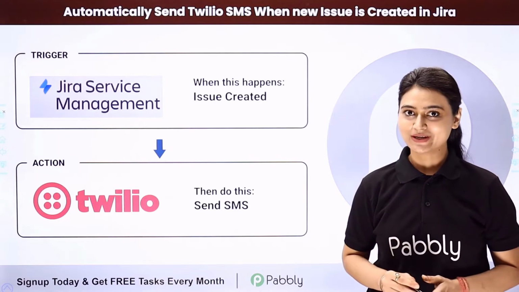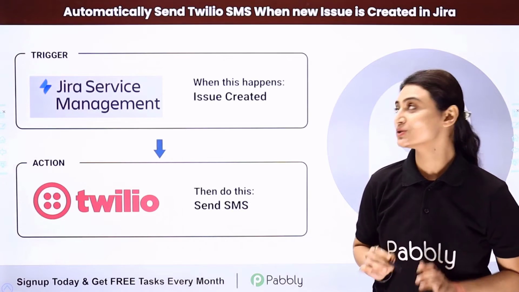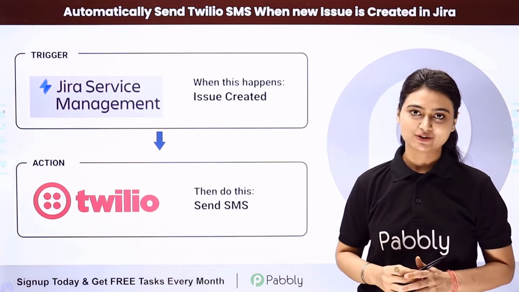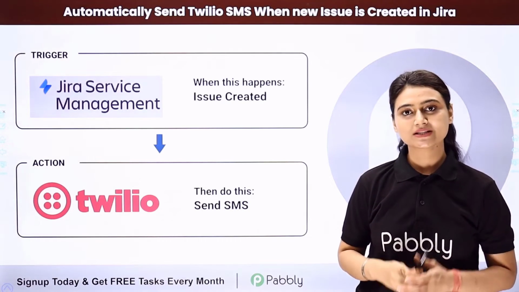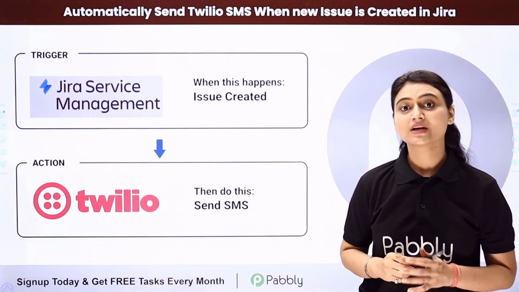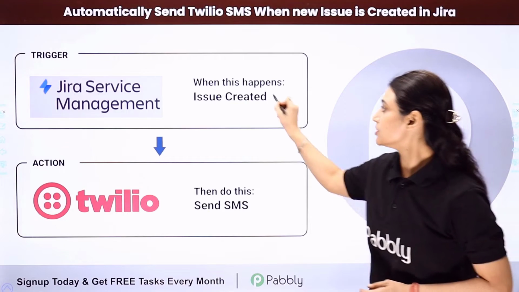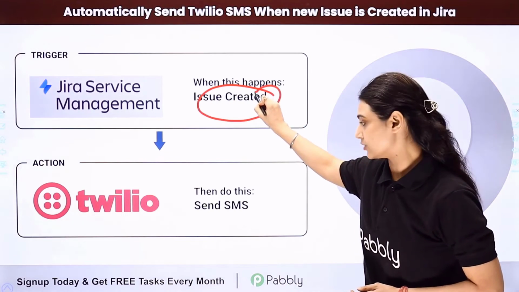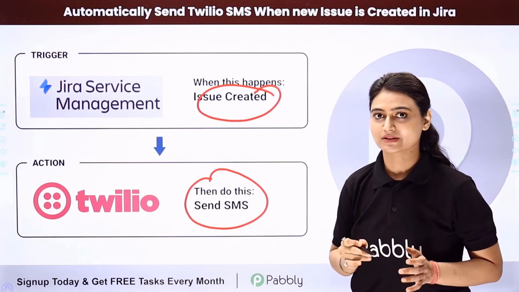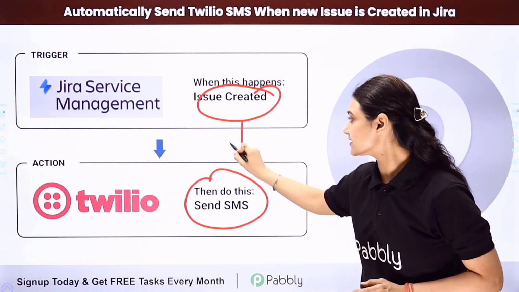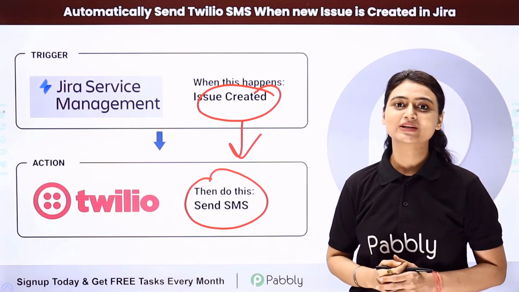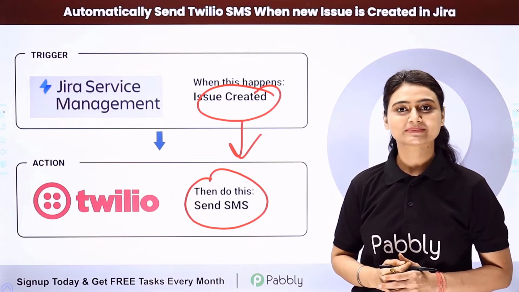In this video, we will learn how you can automatically send a Twilio SMS when a new issue is created in Jira Service Management. Now let's say you run a business and you use Jira Service Management for work management purposes. Now you want that every time an issue is created in Jira Service Management, a Twilio SMS should be sent to an assigned person. Now we will automate this entire process using Pabbly Connect. So let us come to my screen and see how we do this.